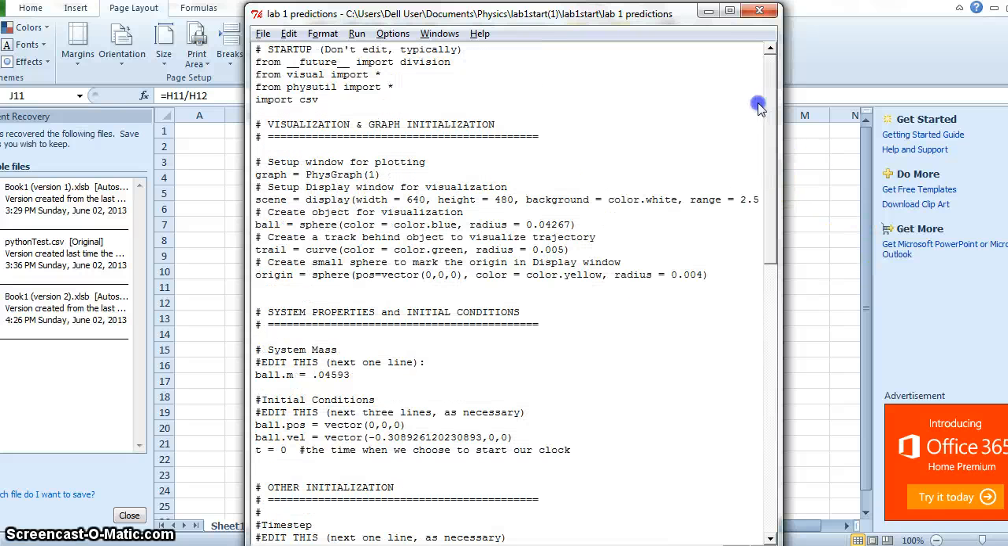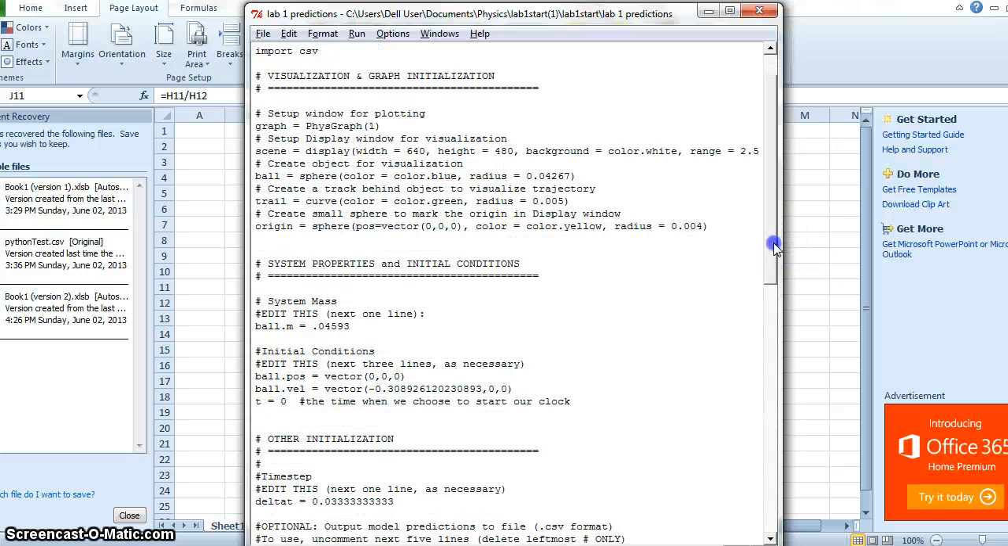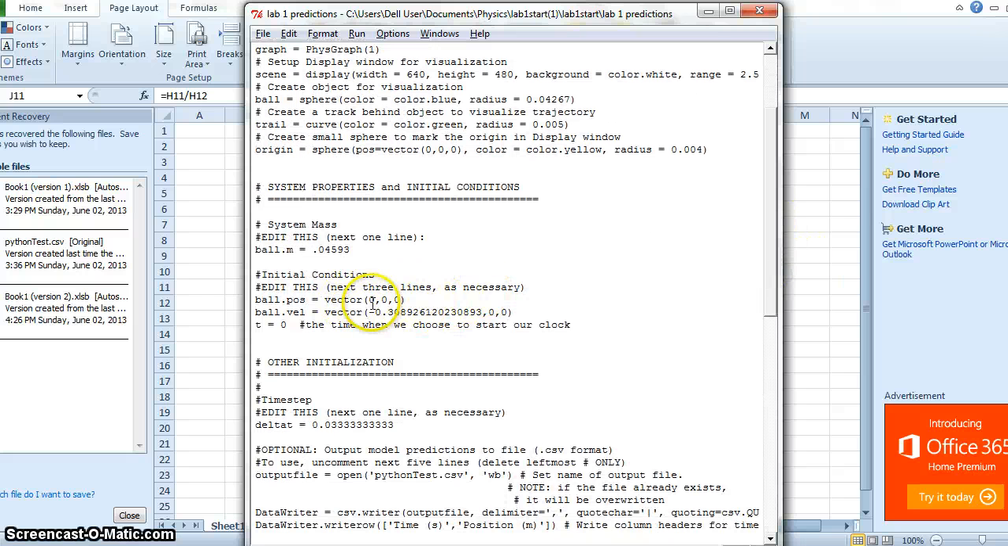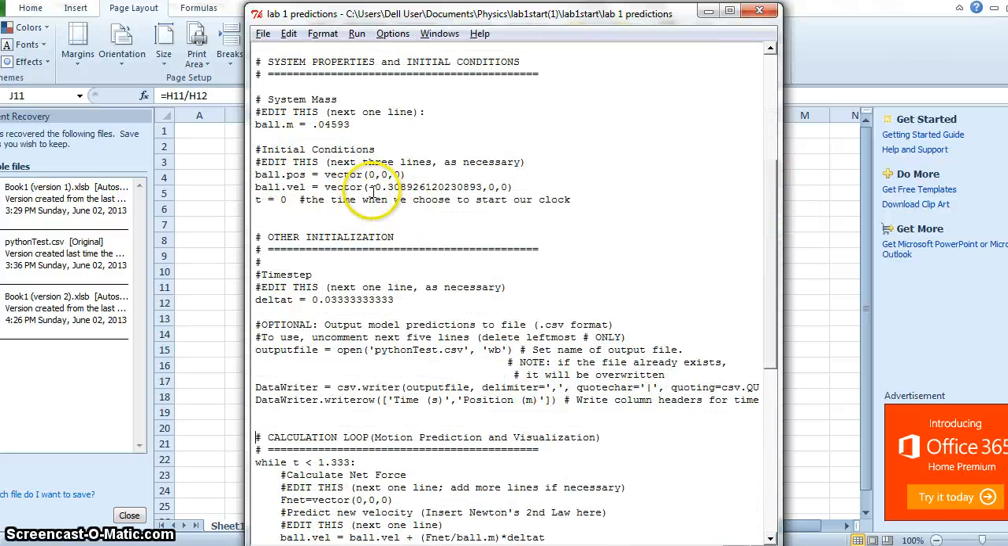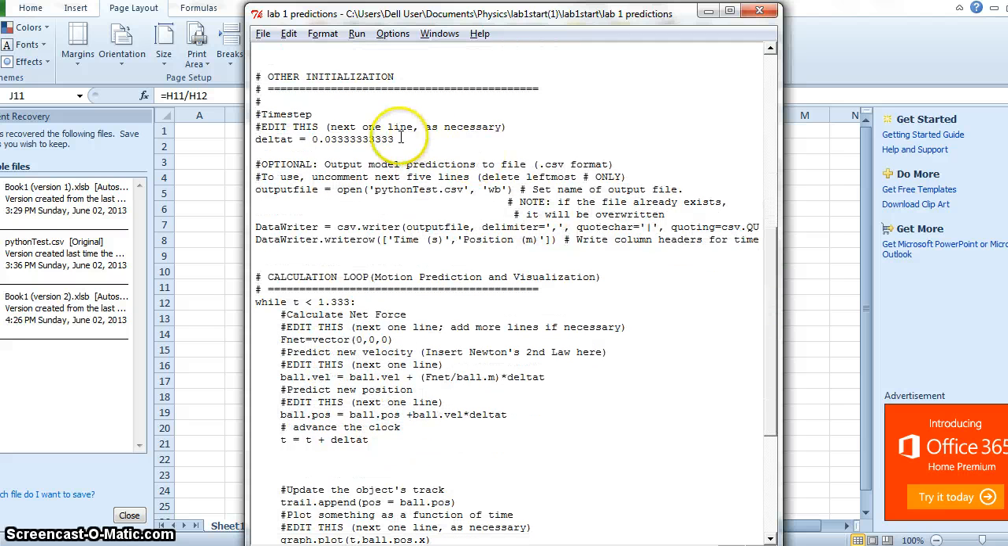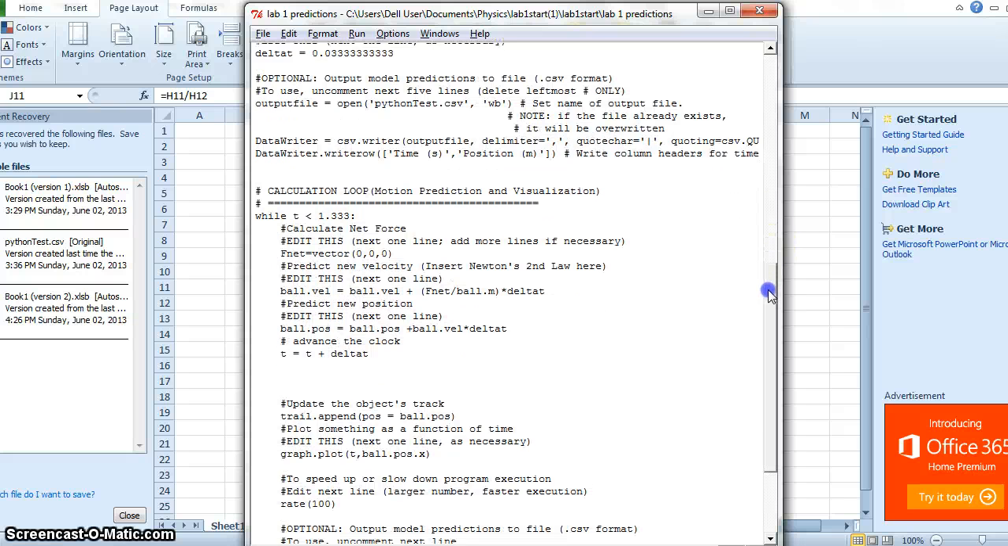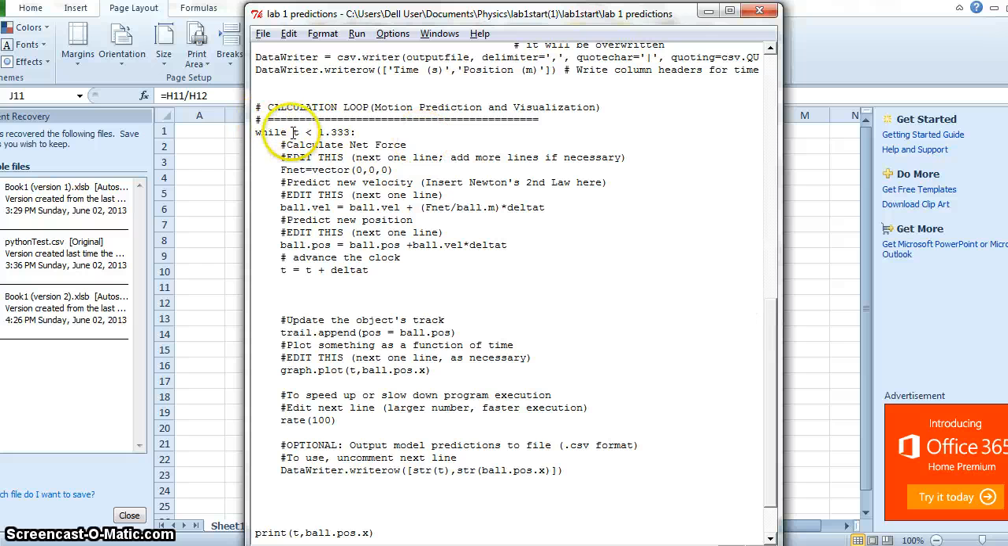So I used the program given to us, set the ball's initial mass to 0.04593 kilograms, the initial position to the vector 0, 0, 0, which is straight off the tracker program, and the ball velocity to what we calculated through Excel, which is 0.3089 meters per second in the negative x direction. The time between each execution of the program is going to be 0.033 seconds, which is the refresh rate of the camera, and the overall time period 1.33 seconds.